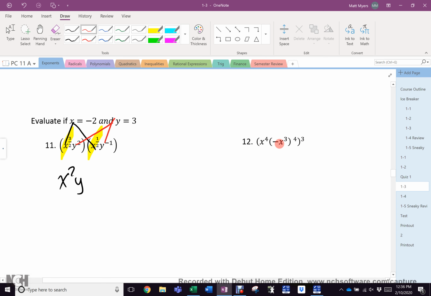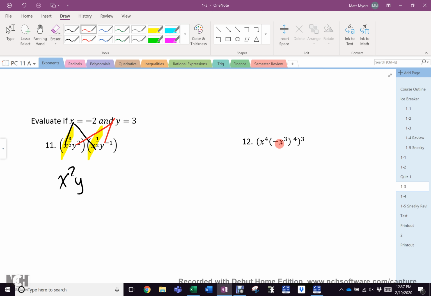What do you want to do there? You can talk to your neighbor. You can try to work that one out. Kids always give me the wrong answer for this one. Simplify first. Where should we start simplifying first?